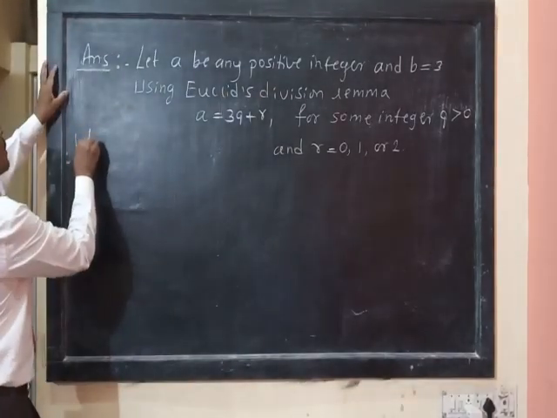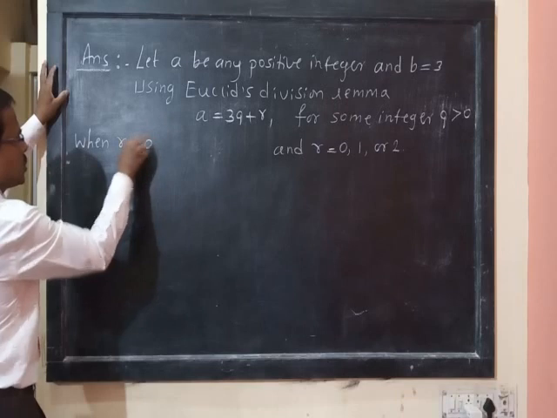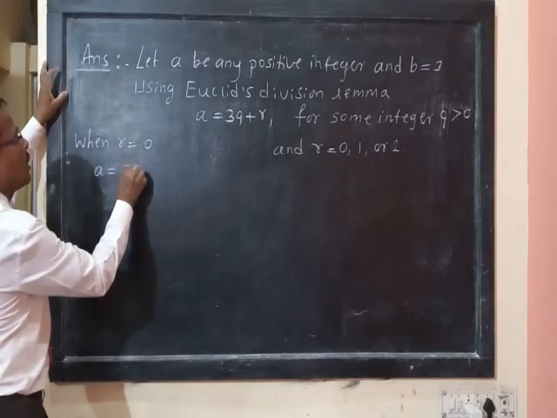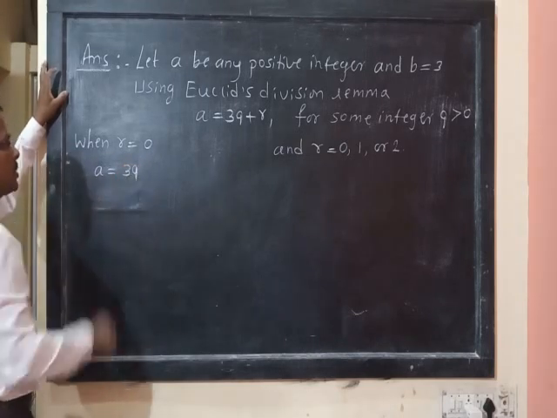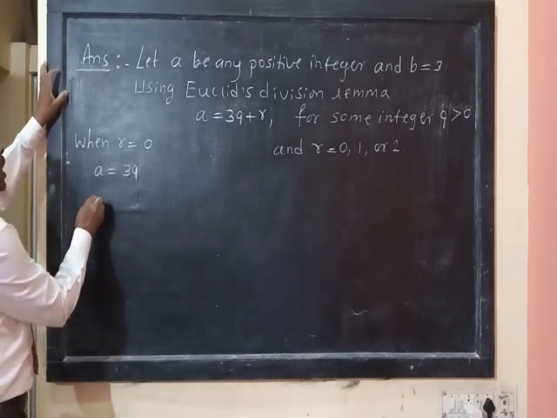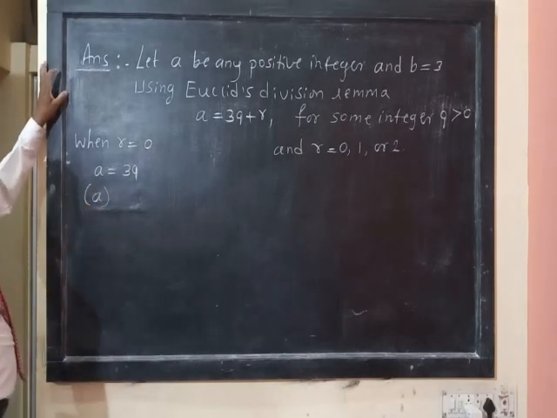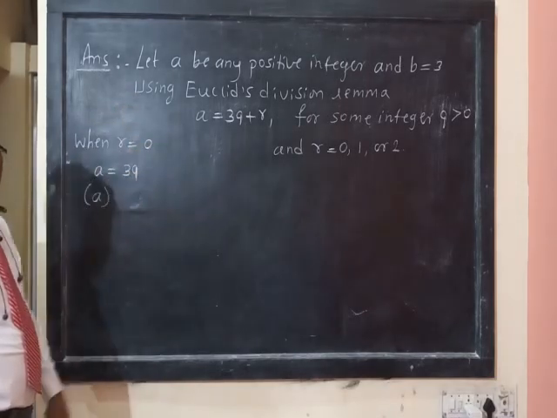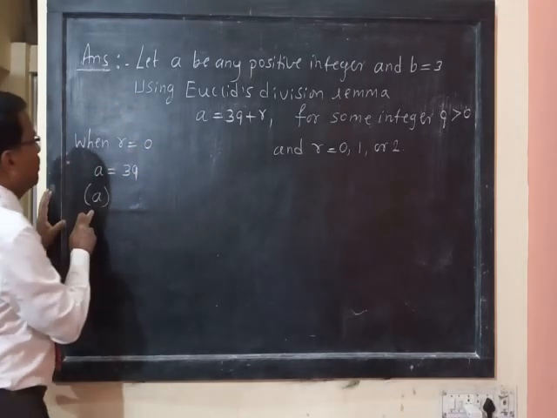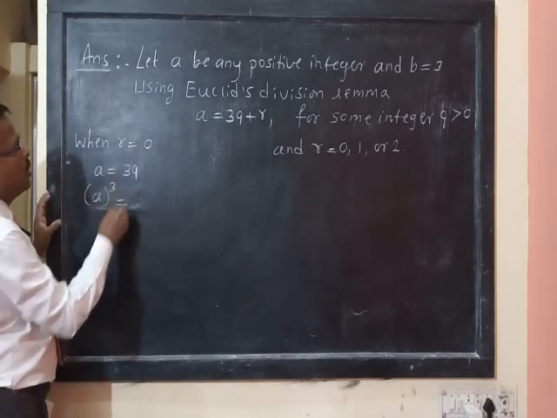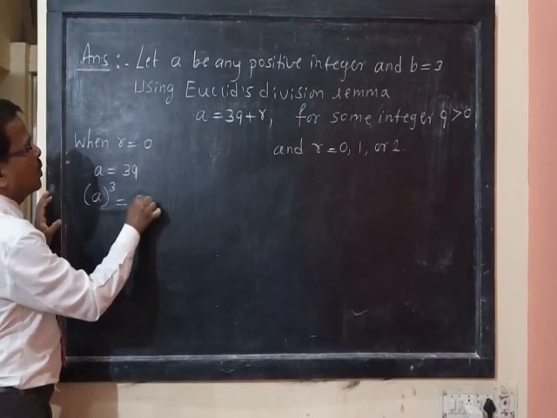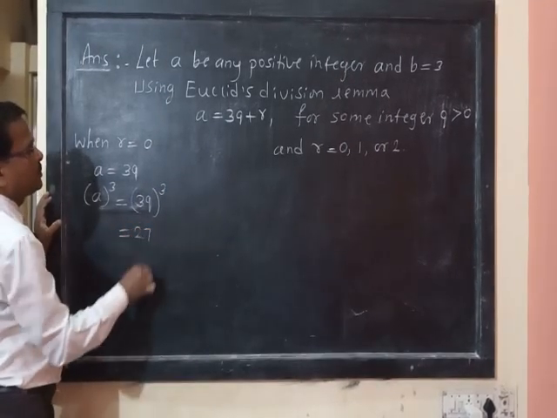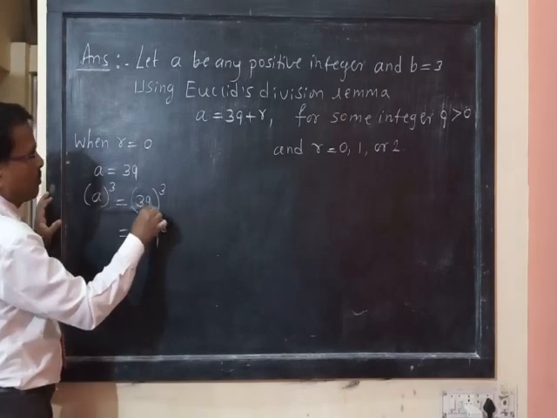When remainder R is 0, A becomes 3Q. Okay. And here our question is, we have to find the cube of any positive integer. So I will find the cube of this. A cube is (3Q) cube, equal to 27 Q cube.